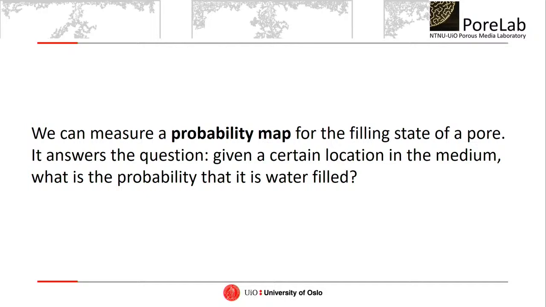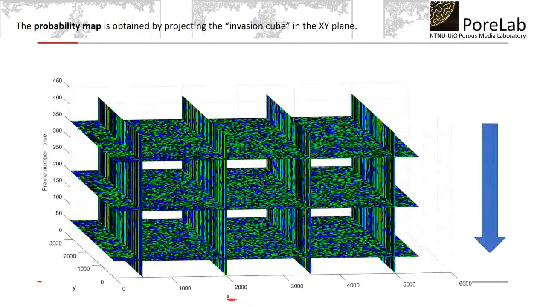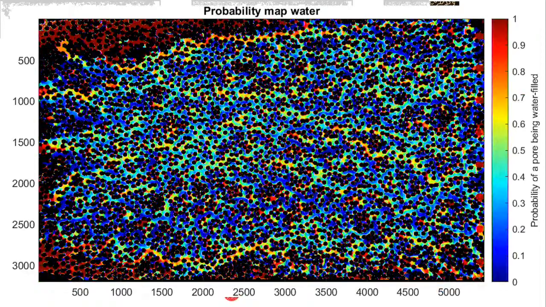So we can measure a probability map for the filling state of the pore. This answers the question: if we look at one fixed position, we don't know any information, but if I look at that position of the system, what's the probability that that point is filled by one phase or the other? That's done by just projecting this type of diagram on the X and Y plane, and you get this type of map with colors. The colors are the probability.